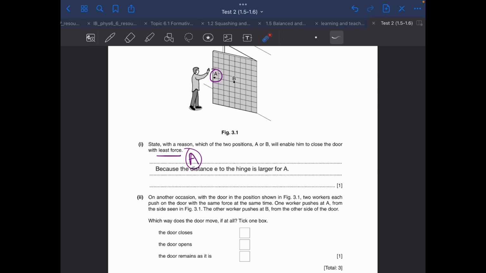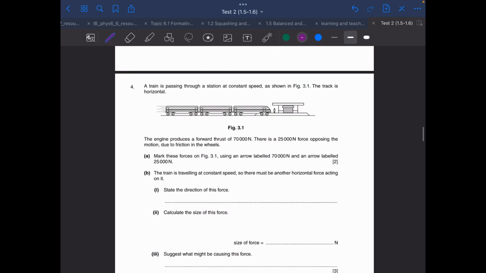The question is, which way does the door move, if at all? Tick one box. Well, if the forces are the same, the moment caused by the person who is pushing at A will be greater than the moment caused by the person pushing at B in the opposite direction, because of the distances to the hinge. Therefore, the door should close. So the answer is that the door closes. Then we move on to the next question.